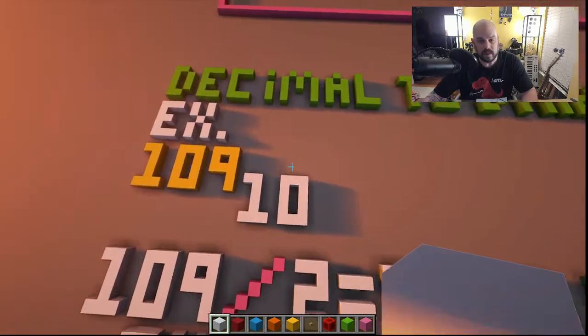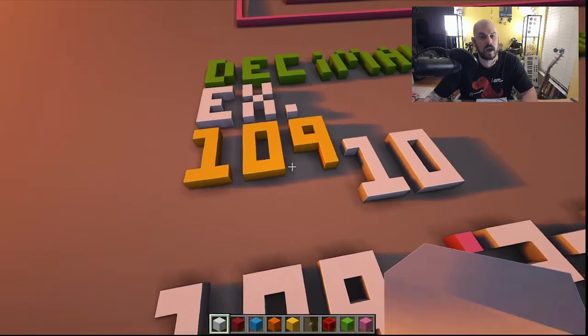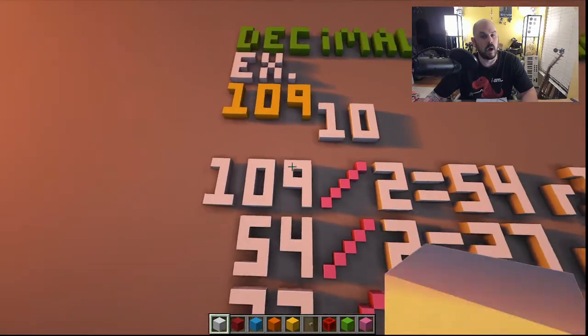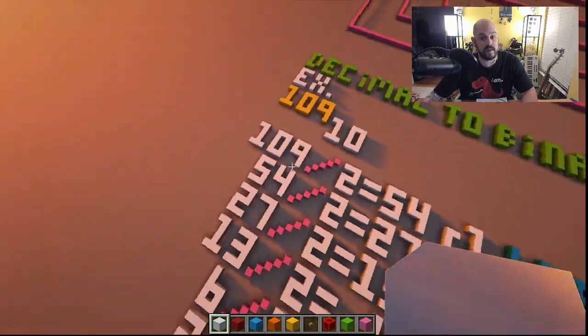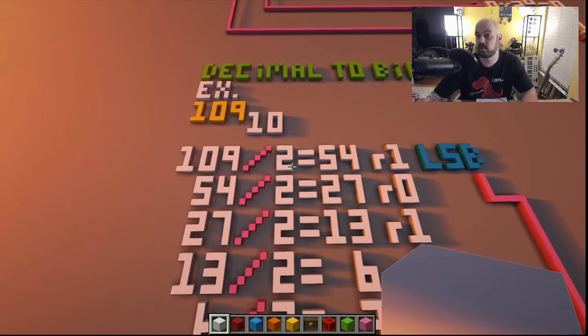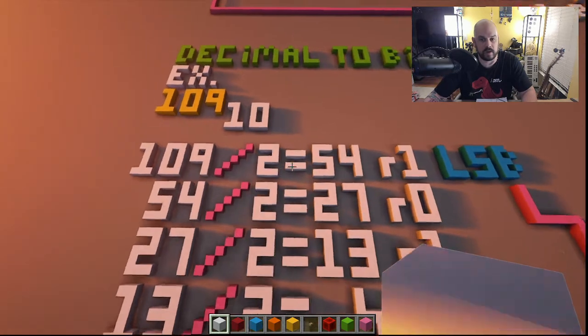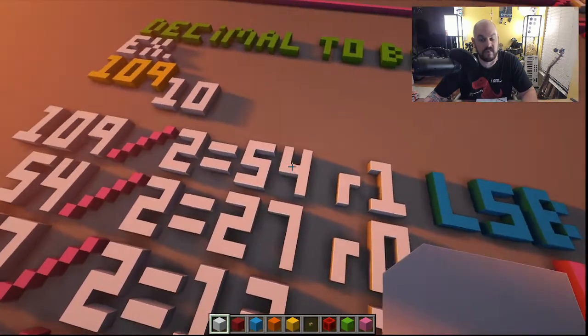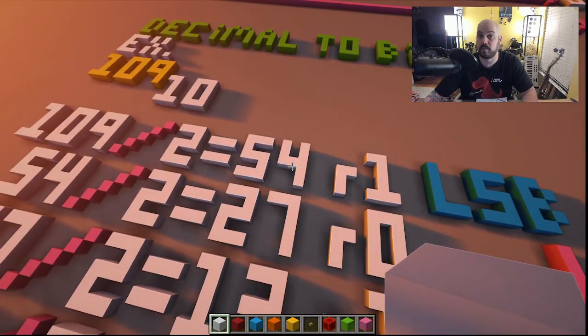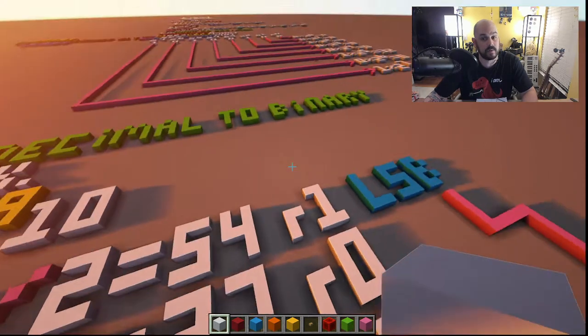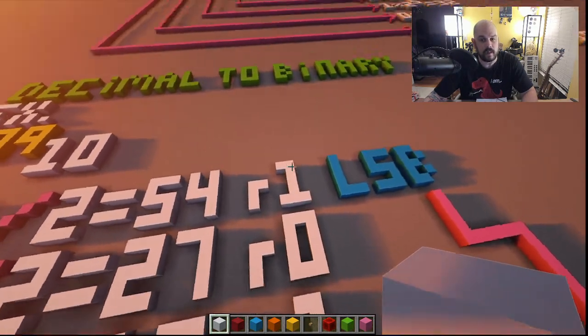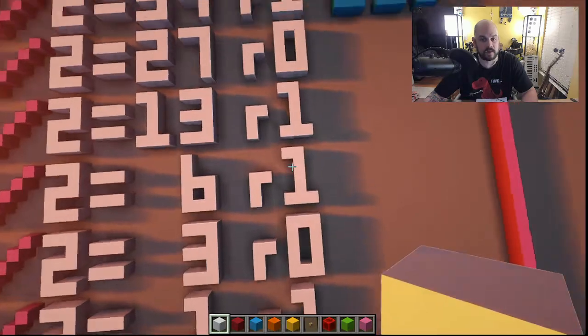I like it. So we've got an example here of 109 in decimal. All you're going to do is divide that number by 2. Because we're doing this division by 2, you're always either going to have 0 remainder because it evenly divides, or you're going to have just 1. In the case of 109, we got 54. 54 plus 54 is 108, which means we have 1 left over.